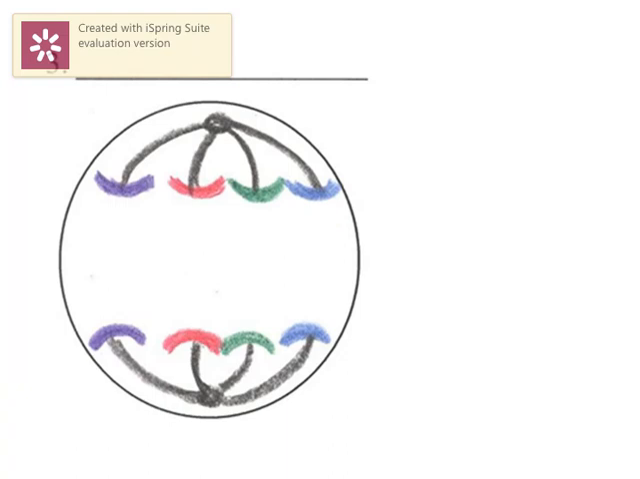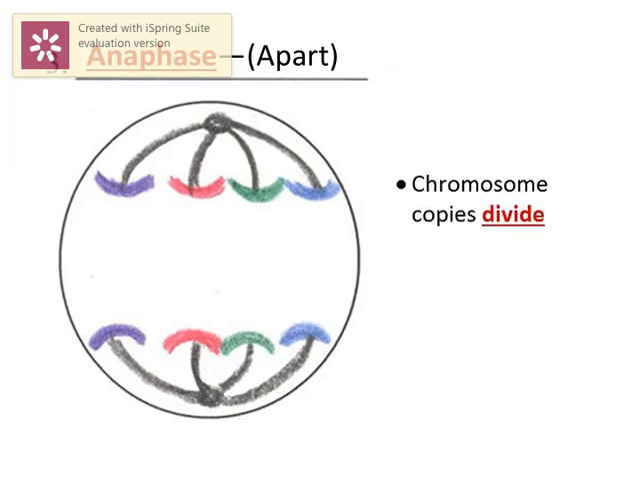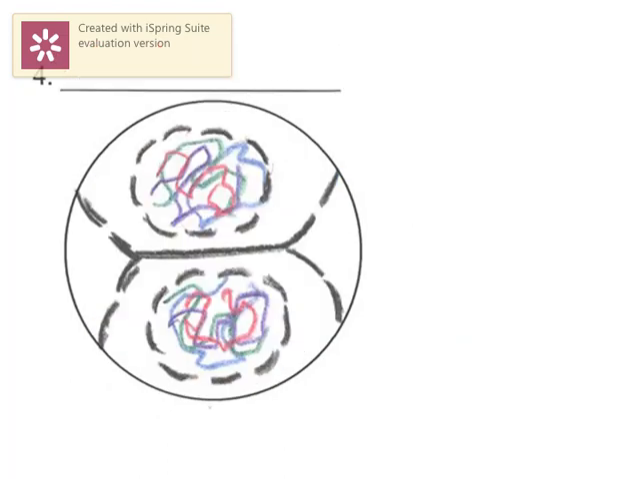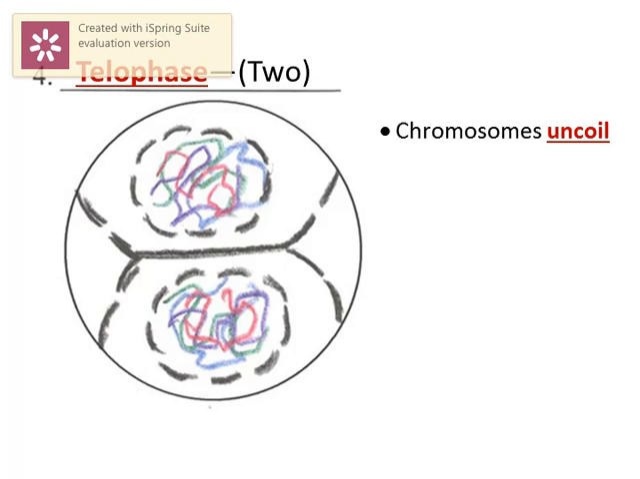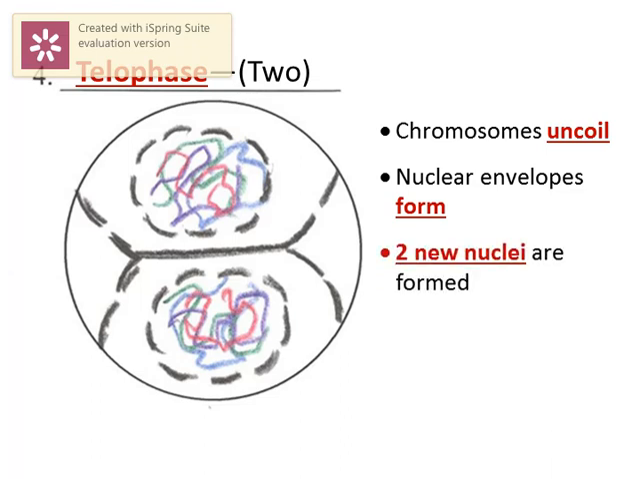This is the third stage. Identify it. This is the anaphase. Anaphase consists of separation of chromatids, that is, chromosome copies get divided. The spindle fibers pull the chromatids to the opposite poles. Identify this. This is the telophase. In telophase, chromosomes start to uncoil, that is, they make thin chromatin again. Then nuclear envelopes start to form. The two nuclei are formed inside. The spindle fibers disappear, that is, centrioles or centrosomes disappear.